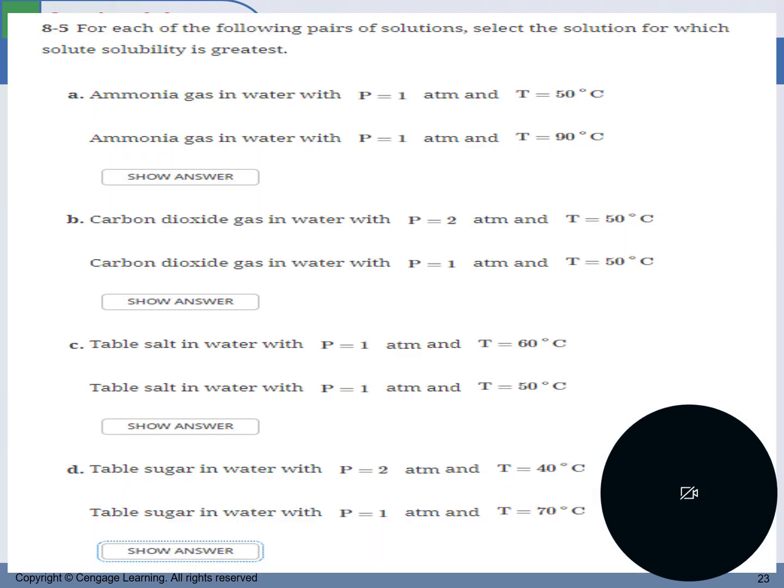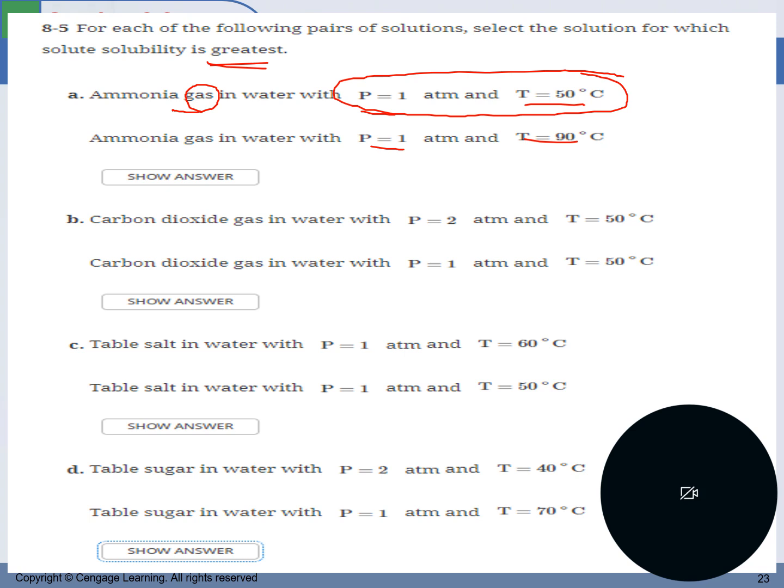Here's another learning check for 8.2. For each of the following pairs of solutions, select the solution for which solubility will be the greatest. So we have pressure and temperature conditions, but we have to pay attention to the fact that we are dissolving a gas, and for gases we want to be at the lower temperature. So we're looking for the first one here.